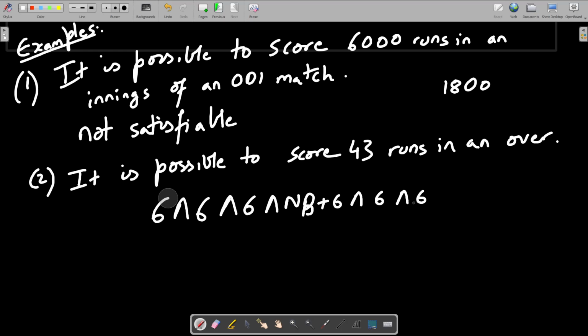Six and 6. That only 43. So this is satisfiable if you get this. This has never happened, no, but I think the highest is 41. No, highest is 37, I think so, in one over. Somebody has hit 37. Huh? That is 36.